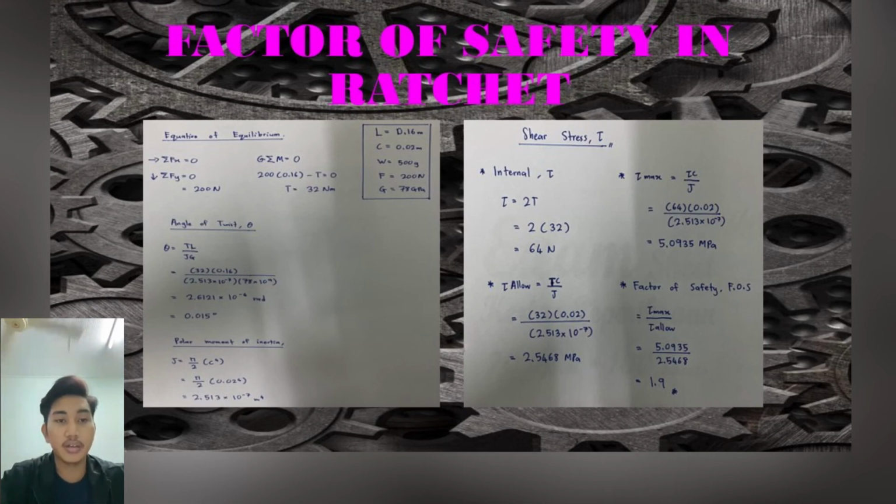And next is the maximum shear stress. The formula is T, the internal torque, 64 times 0.02 divided by J, the polar moment. The answer is 5.0935 megapascal. For the last, we must find the factor of safety, FOS. The formula is maximum divided by allowable. So the answer we got is 1.9.